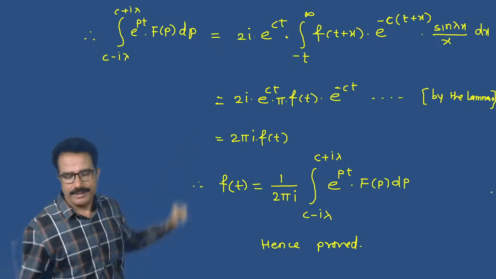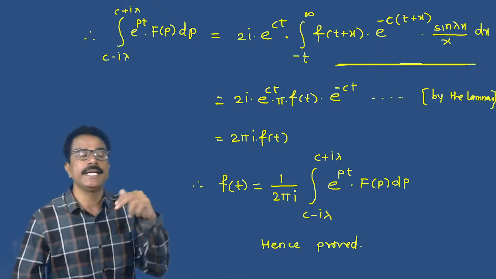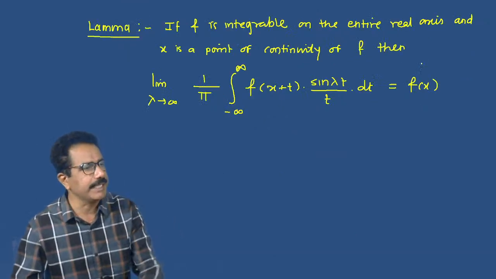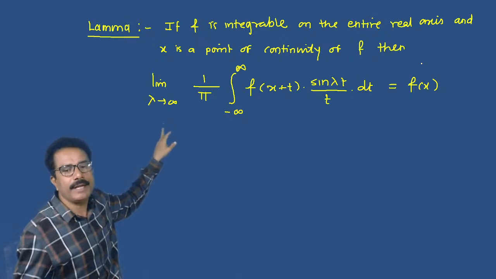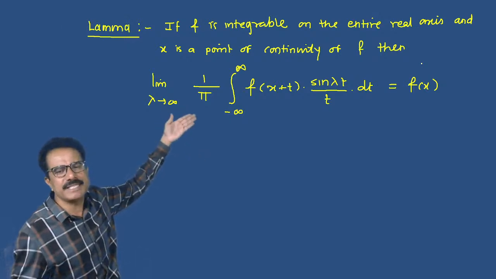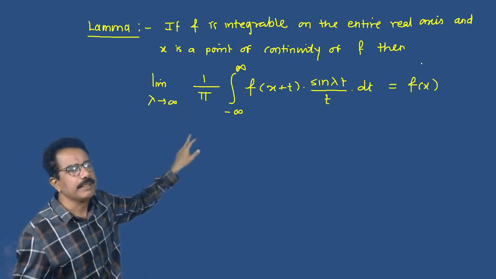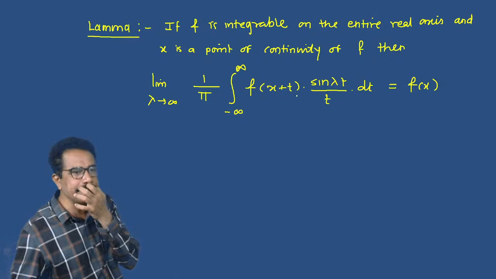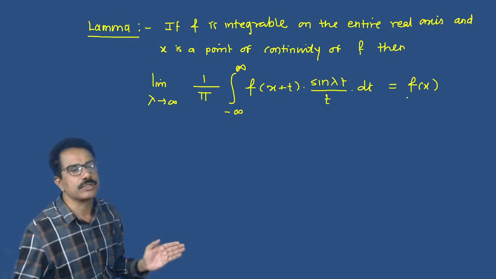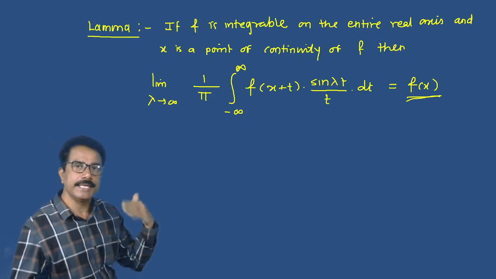And here we have to use one lemma which we have studied in complex analysis. That lemma is, I have written here. What is that lemma? If lambda tends to infinity, 1 upon pi, integral from minus infinity to plus infinity. But here the integration is minus t to infinity. There is no problem. f of x plus t into sine lambda t divided by t dt, which is equal to f of x. This is the lemma which we have studied in complex analysis.